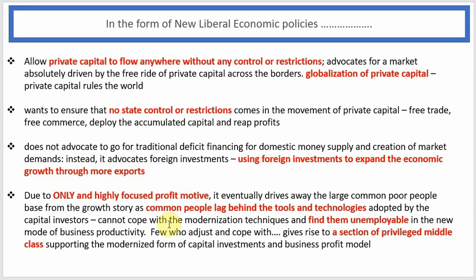Now, these new economic policies never advocate going for traditional deficit financing for domestic money supply or creation of market demand. Instead, what we see is that it always advocates, you might have seen in the current government policies, foreign investments, using foreign investments to expand the economic growth and increase your exports. So previously, we saw countries' investments coming more in the form of traditional deficit financing, so printing money. But now, why not allow foreign surplus money to come here, invest and make the profit?